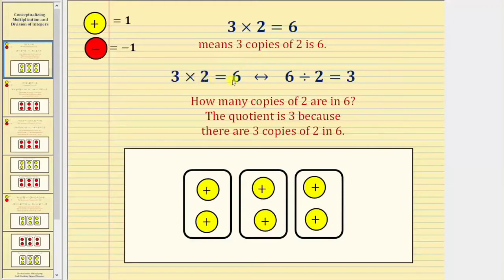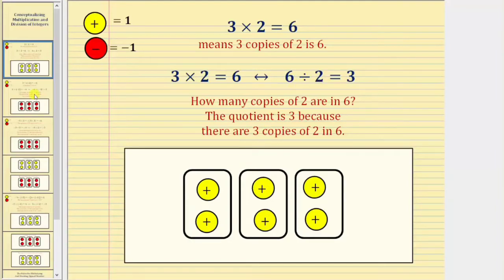Now that we understand this product, every product has a corresponding quotient. 3 times 2 equals 6 corresponds to the quotient 6 divided by 2 equals 3. 6 divided by 2 is asking how many copies of 2 are in 6. The quotient is 3 because there are 3 copies of 2 in 6, which we can verify from the model below.